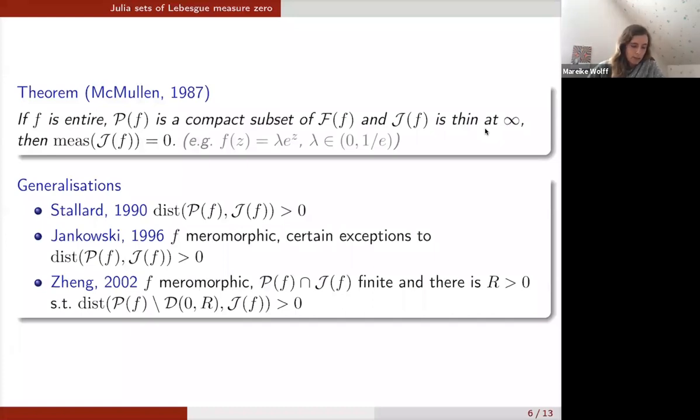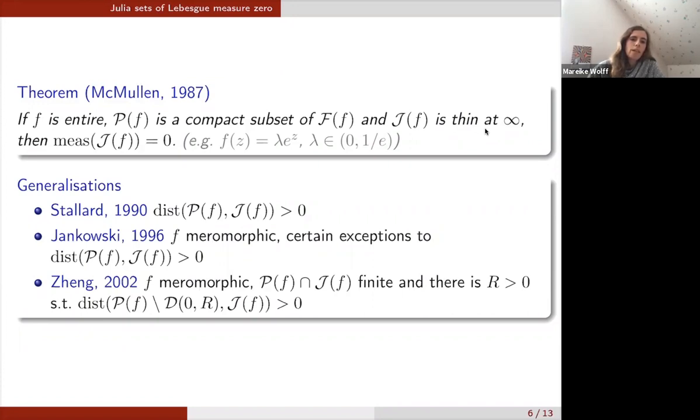The first one is by Støre, who showed that it suffices to assume that the distance of the post-singular set to the Julia set is positive, but the post-singular set does not necessarily need to be compact, so it may be unbounded. This has been further generalized by Jankowski and Zhang, who both allowed f to be meromorphic, and they also allowed for certain exceptions to the condition that the distance of the post-singular set to the Julia set is positive.